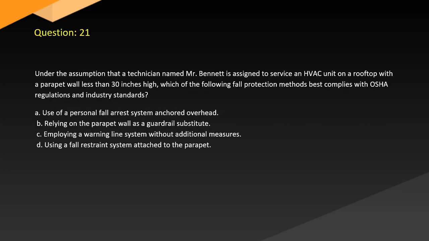Question 21. Under the assumption that a technician named Mr. Bennett is assigned to service an HVAC unit on a rooftop with a parapet wall less than 30 inches high, which of the following fall protection methods best complies with OSHA regulations and industry standards? A. Use of a personal fall arrest system anchored overhead. B. Relying on the parapet wall as a guardrail substitute. C. Employing a warning line system without additional measures. D. Using a fall restraint system attached to the parapet.